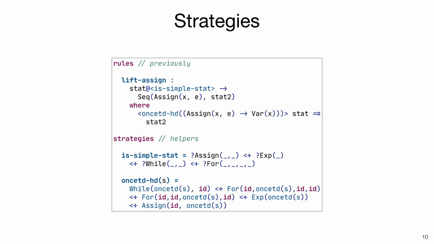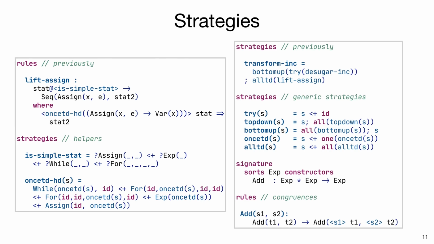The less than plus operator is the left choice, which attempts the left-hand side strategy and only applies the right-hand side strategy if the left-hand side fails. The onceTD_HD strategy takes an argument and it passes this argument to onceTD, which is applied to any expression child of one of the simple statements. Again, we enumerate all the options, including the different expression children of the for loop. To understand what onceTD does, we need to have a look at some generic traversals. The transform_inc strategy also uses a number of generic traversals.